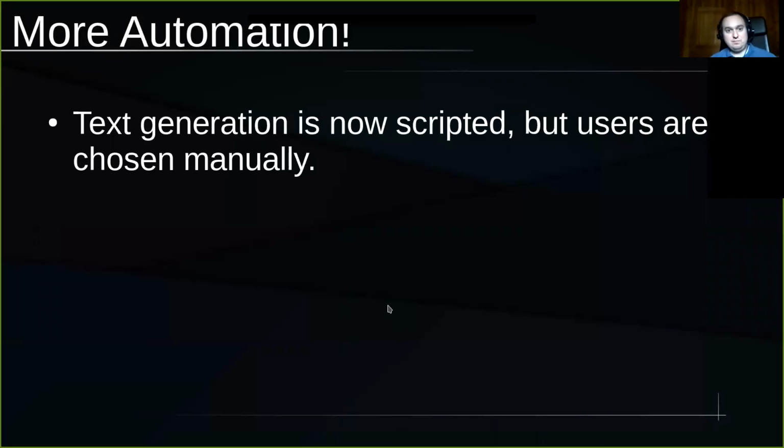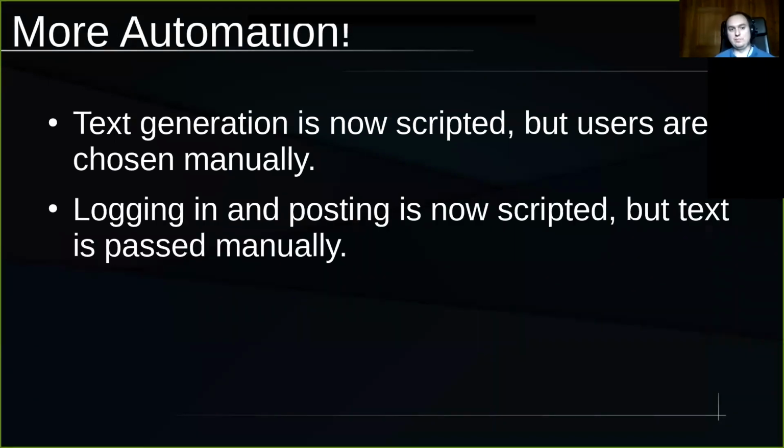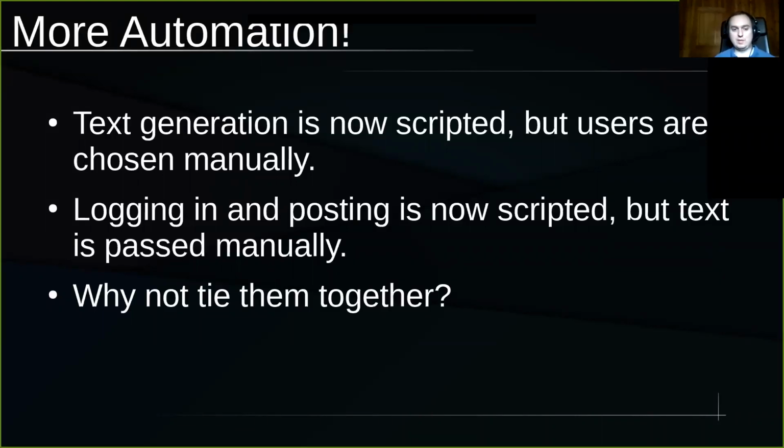So at this point, again, the text generation was all scripted. But I was still passing everything in manually, saying, I want to do this user, do a couple iterations, find the stuff that was actually kind of funny. Once I had curated that piece, I would pass it to a separate script that would log in and post as that user. But again, all very manual. So my next thought was, why can't it all be completely automated?